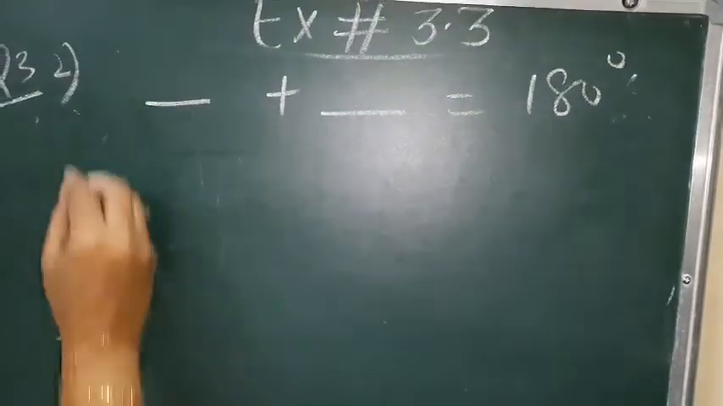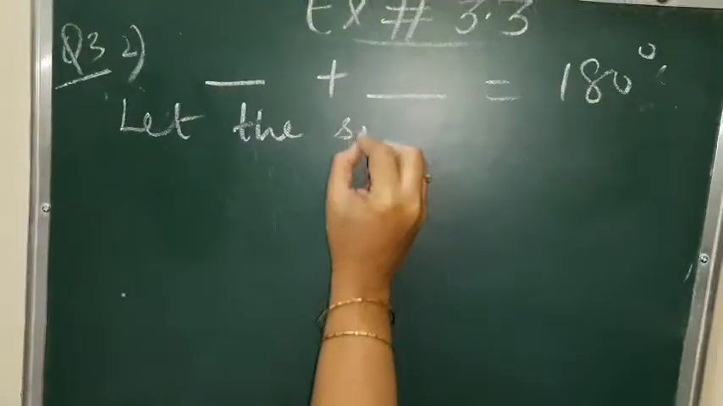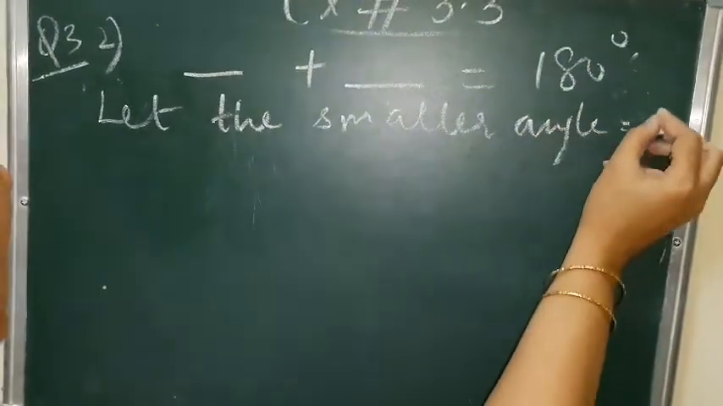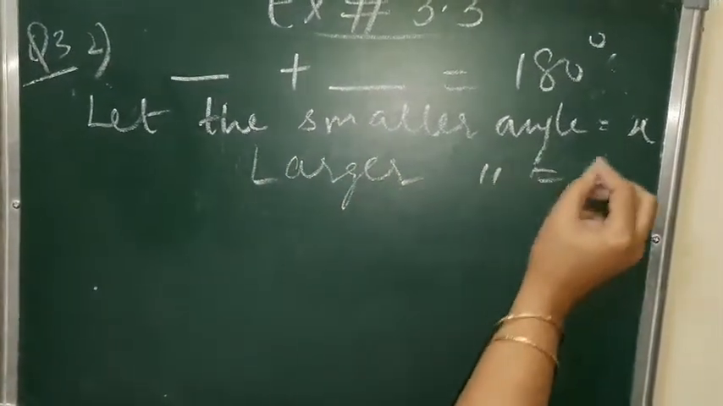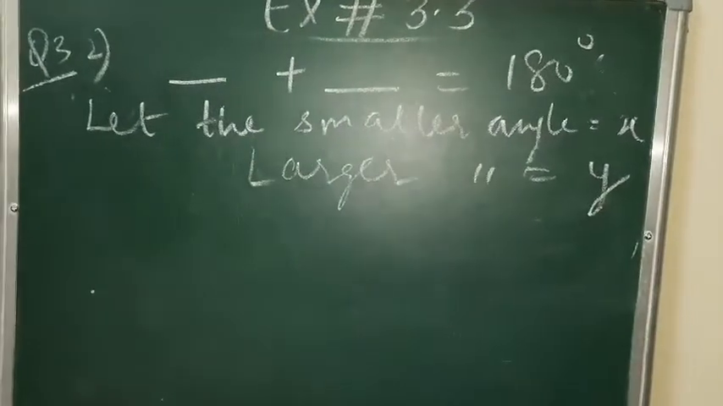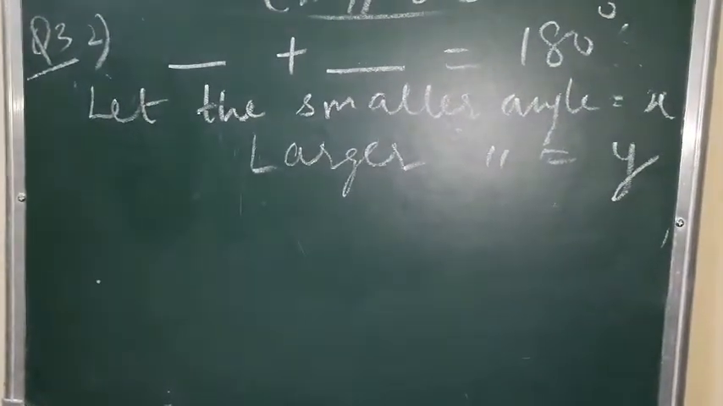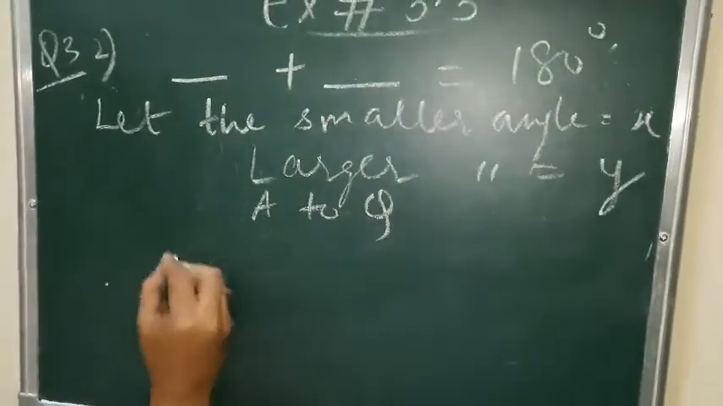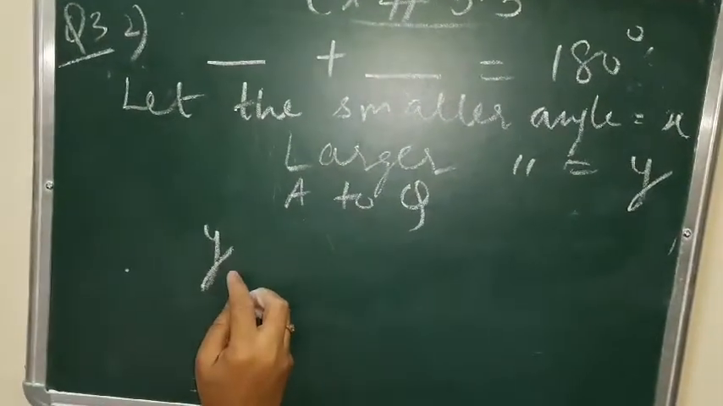Now both the angles we don't know, so let the smaller angle be x and larger angle be y. Out of them one will be smaller, another will be larger. So smaller angle I have taken as x, larger angle as y. Now it is given the larger of two supplementary angles. So according to the question, what is given? Larger angle exceeds the smaller by 18 degrees.